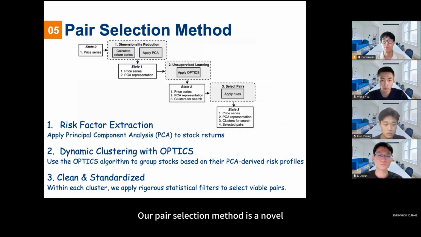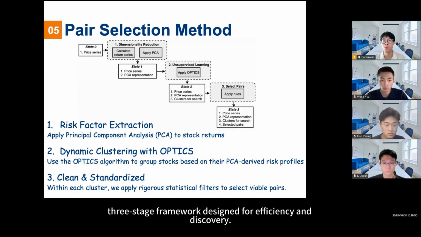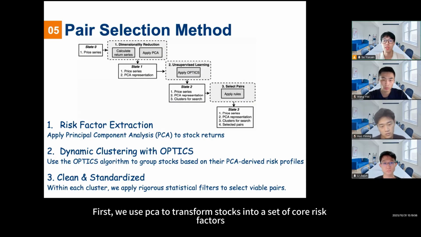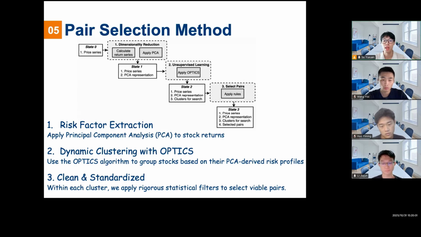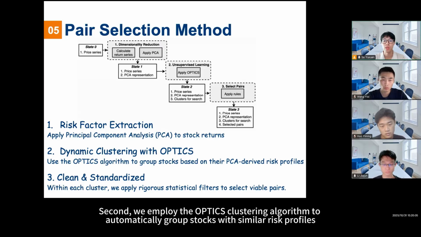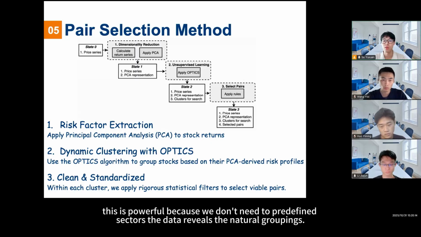Our pair selection method is a novel 3-stage framework designed for efficiency and discovery. First, we use PCA to transform stocks into a set of core risk factors, giving us a unified scale to measure them. Second, we employ the OPTICS clustering algorithm to automatically group stocks with similar risk profiles. This is powerful because we don't need to predefine sectors. The data reveals the natural groupings.